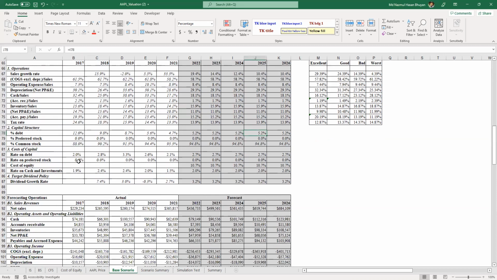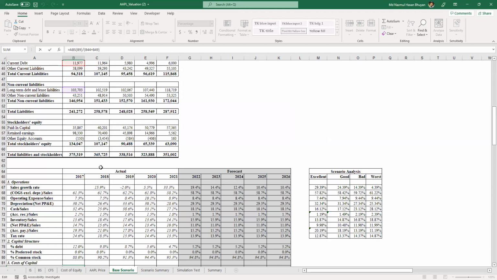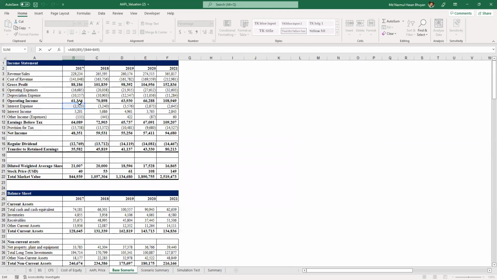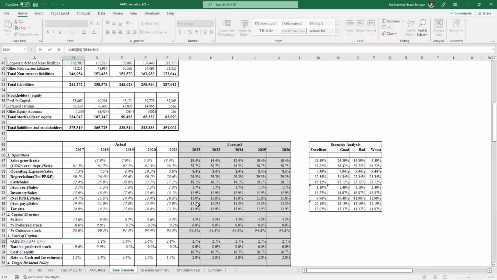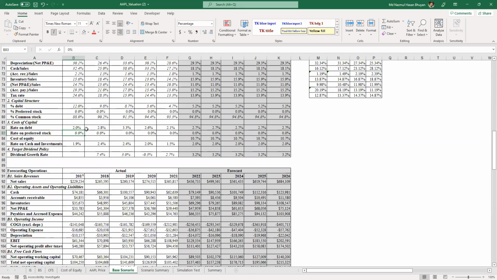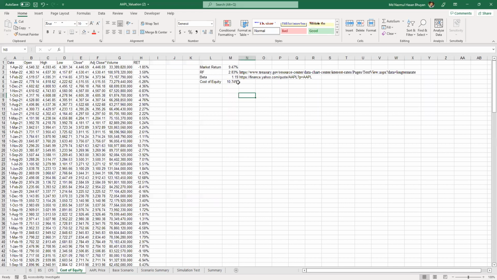Now rate on debt. So now let us see what is our interest expense. So our interest expense was this, and then we pay interest over our short-term debt and long-term debt. So this is how we get our rate on debt. Rate on preferred stock, we have nothing, and then we know our cost of equity we calculated in this cost of equity tab.